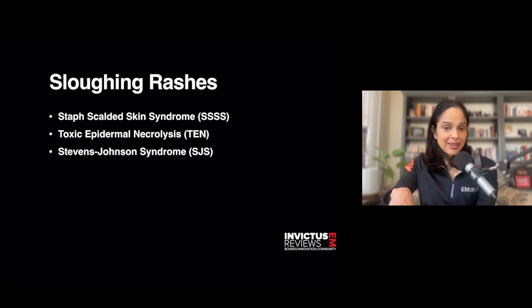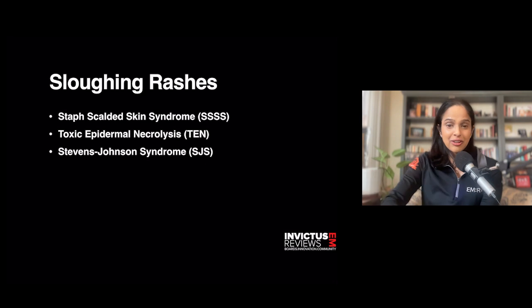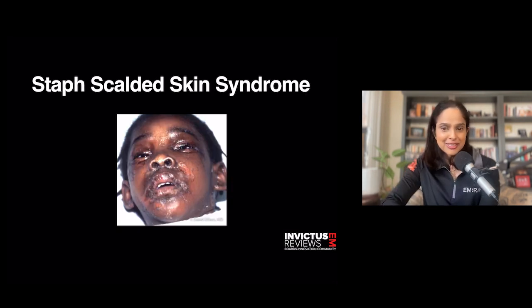So we're going to talk about staph scalded skin syndrome, which I alluded to a moment ago, and toxic epidermal necrolysis, TEN. These are on a spectrum, TEN and SJS, Stevens-Johnson syndrome. Staph scalded skin syndrome, you would recognize this, like, okay, something is wrong here, right? And the skin does seem to be peeling off.